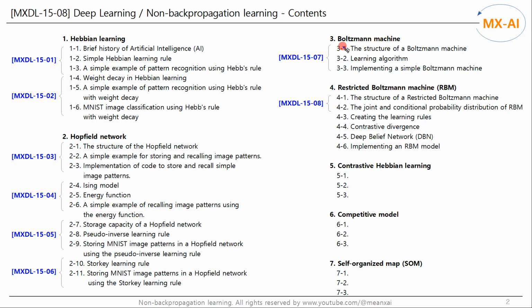In the last video, we looked at a Boltzmann machine. In this video, we'll look at a variant of it, the Restricted Boltzmann Machine, RBM. Let's take a brief look at the history and structure of RBM, and then take a closer look at the joint probability distribution and conditional probability distribution of RBM.